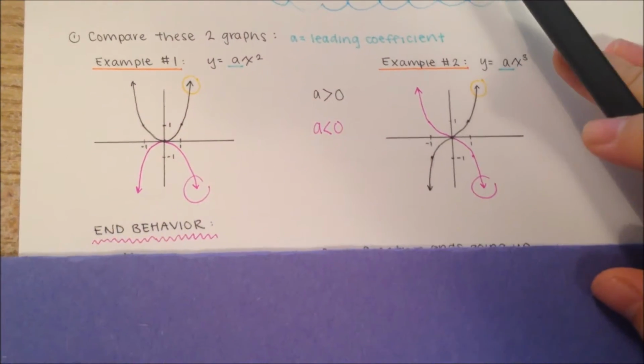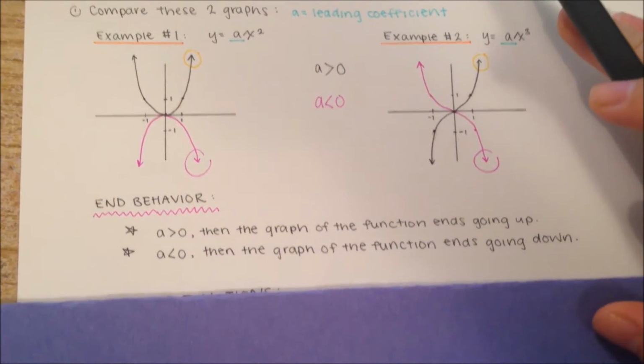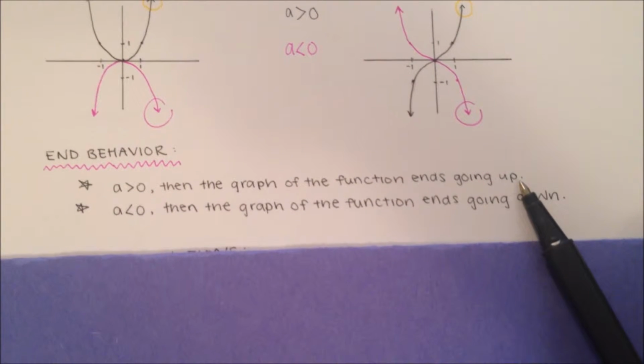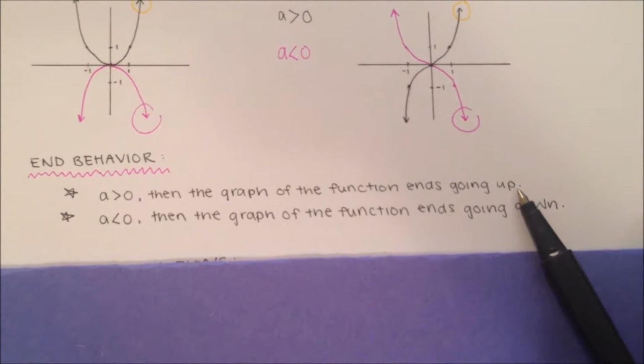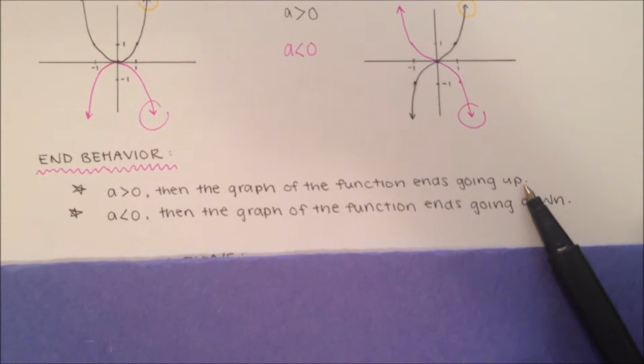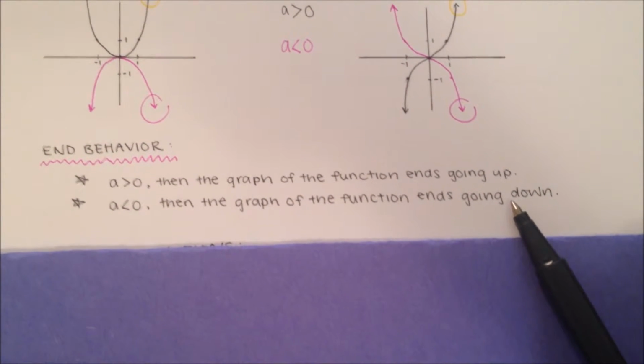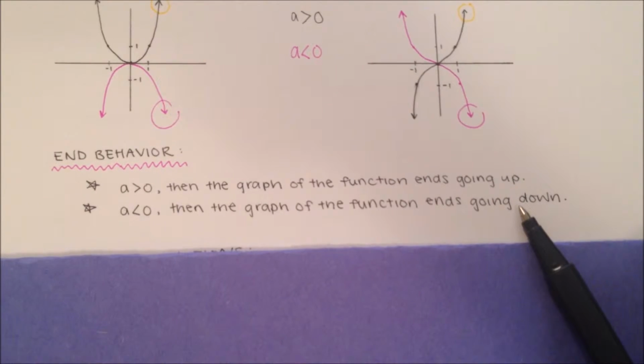This is called the function's end behavior. Therefore, if the leading coefficient of the polynomial function is positive, then it is an increasing function and ends going up. And if the leading coefficient of the polynomial function is negative, then it is a decreasing function and ends going down.